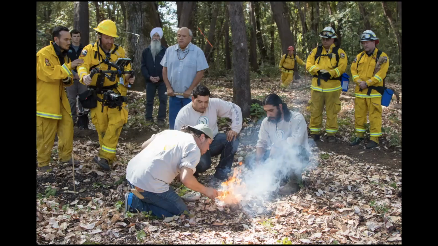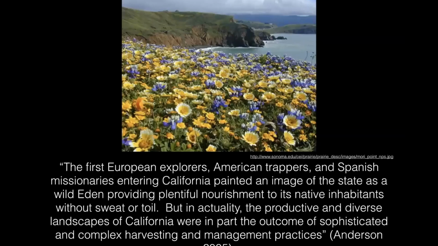And so why is this all important? Well, because we have this idea of wilderness in this country. And when the first European explorers came here, they thought they were looking at wilderness. They thought they were looking at a landscape that human beings did not manage, did not touch, did not sustain. But in actuality, the productive and diverse landscapes of California were in part the outcome of sophisticated and complex harvesting and management practices.